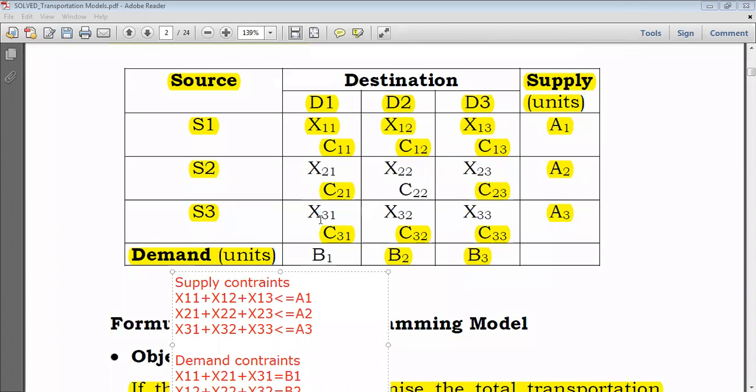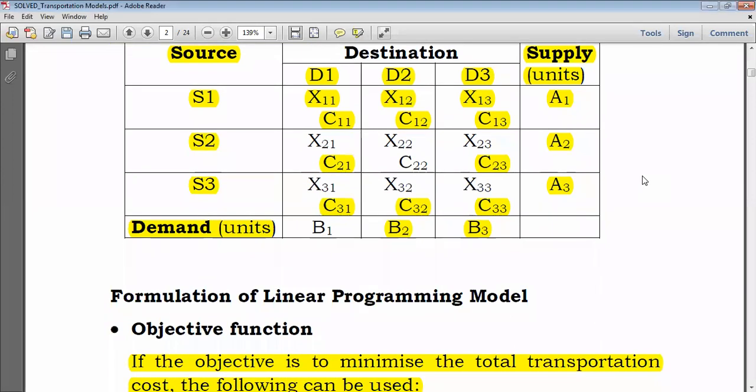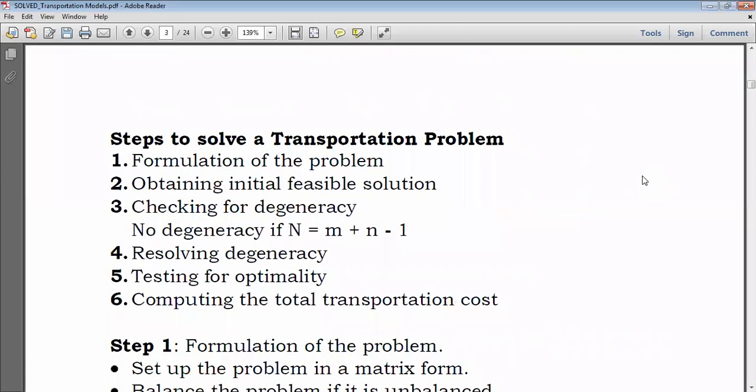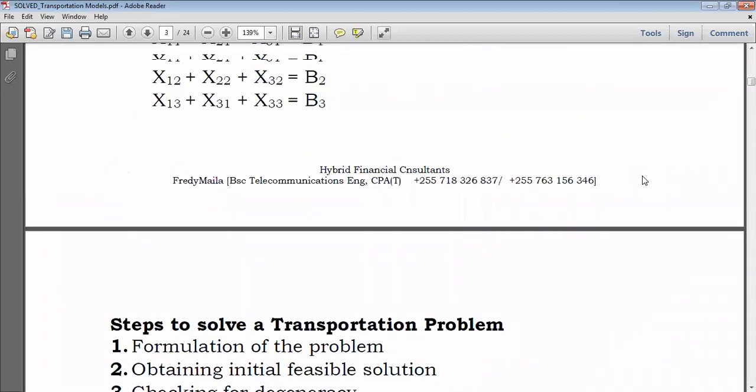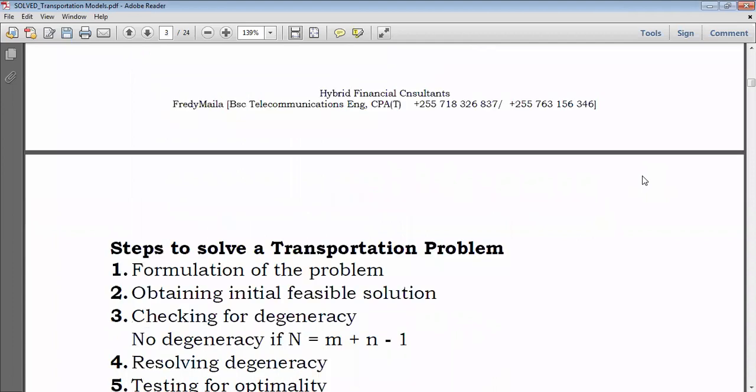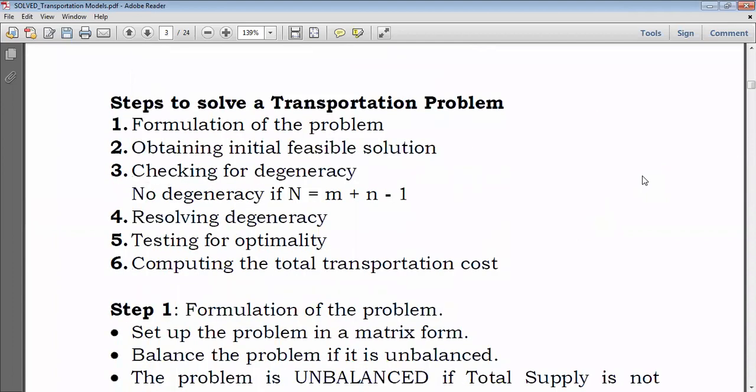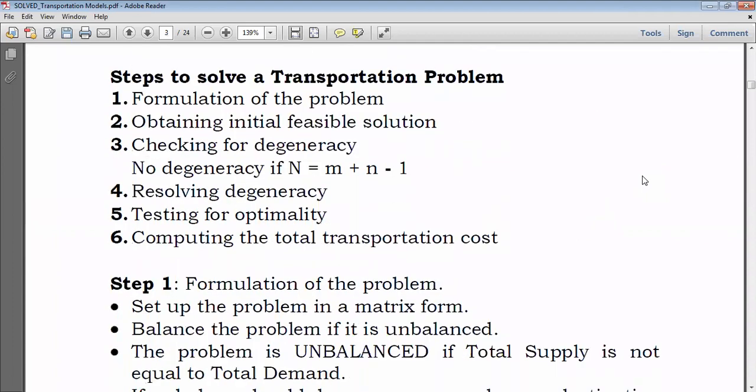So I hope everything is fine on what I've just spoken about. So this is just the initial stage when dealing with transportation problems. And then actually there are several steps that have to be taken to solve a transportation problem. Now, before going to this problem, I think you can just get a grasp of what we've just done and then we'll proceed further. Thank you very much.